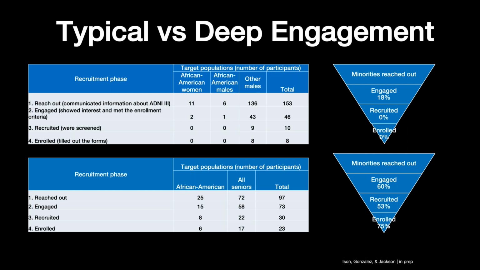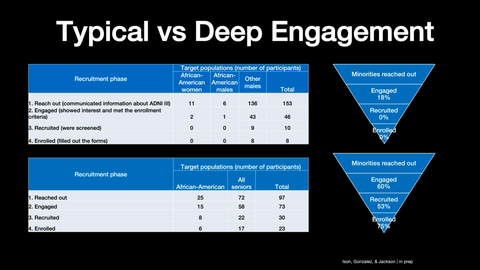On the other hand, another site that has relatively deep entrenchment practices that are already in place was able to engage a much larger number of individuals, and then at each successive stage, they were able to bring in a larger and larger percentage, and ultimately were able to recruit and enroll a large percentage of individuals relative to the proportion that they ultimately reached out to.